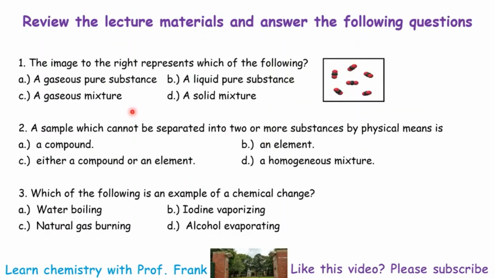Now let's take a look at this end of lecture quizzes. So let's work on number 1 together. The image to the right represents which of the following? Okay, the image to the right. What do I see? I see molecules, 6 molecules. Before you answer the question, you should read those choices. A, a gaseous pure substance. B, a liquid pure substance. C, gaseous mixture. D, solid mixture.